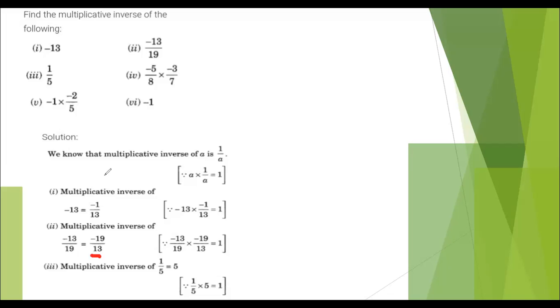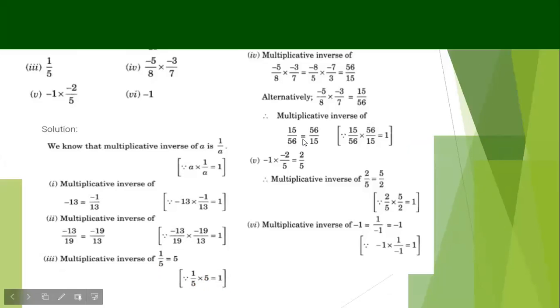Moving forward, we have the question 1 by 5. So what's the multiplicative inverse? 5 by 1 or just 5, where 5 and 5 get cancelled, you're left out with only 1, right? So here I'll be displaying the other three solutions for you.